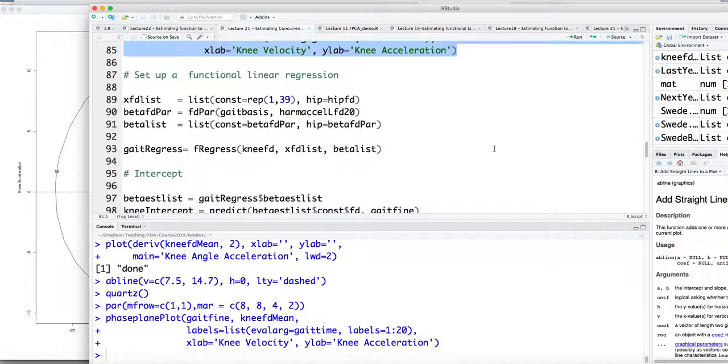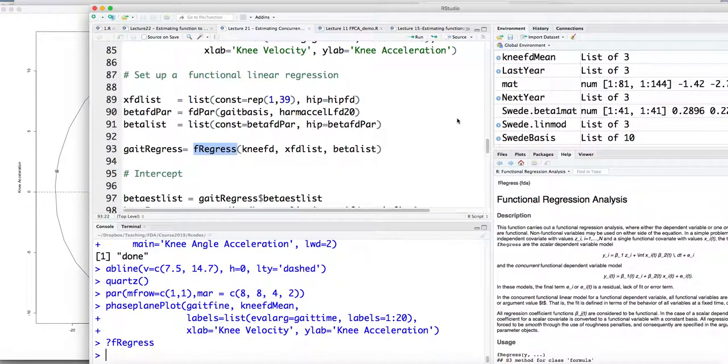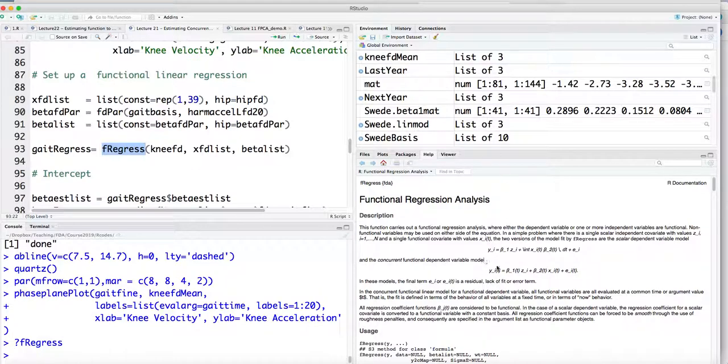So now let's set up the linear regression models. Here we are using the hip angles to predict the knee angles, right? So we were using the function f regress. If you don't know how this function looks, you can ask the help files. It will give you information about these models.